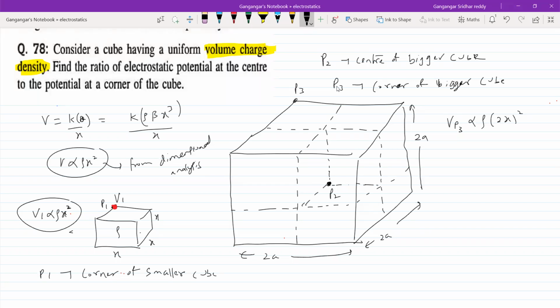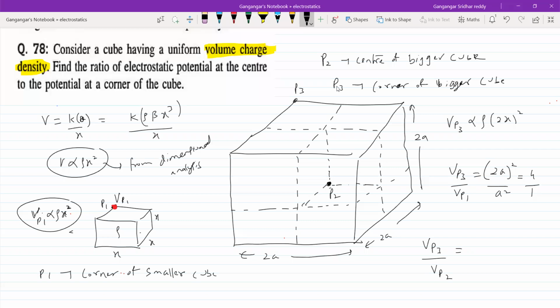So what was our question now? Find the ratio of the potential at the center to the potential at a corner of the cube. It is asking VP3 by VP2. Before that, let me divide these two here, VP3 by VP1. This should be equal to 2A whole square by A square, which is 4 by 1. But what was our question? It is asking VP3 by VP2, no? So how to calculate that? Any relationship between these?